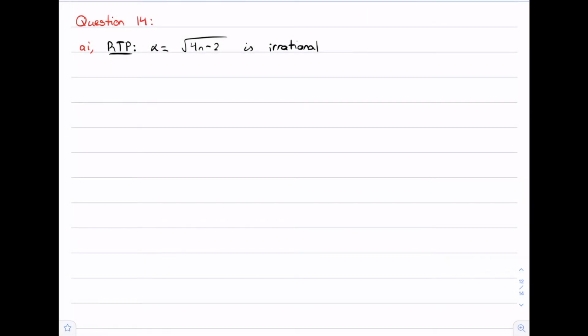So when we want to prove something is irrational, we almost always want to use a proof by contradiction. We want to start off by assuming that alpha is rational and then hopefully come up with some contradiction which proves that alpha is irrational. So let's make that statement. Let's tell the reader or the marker that this is what we're going to do.